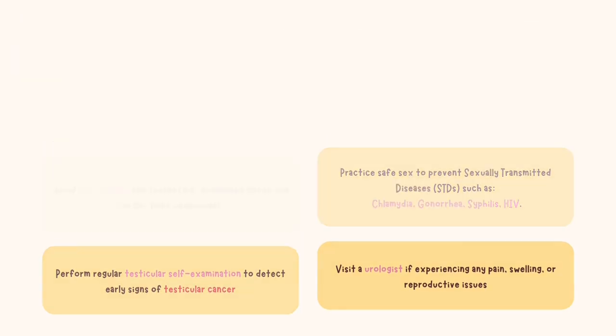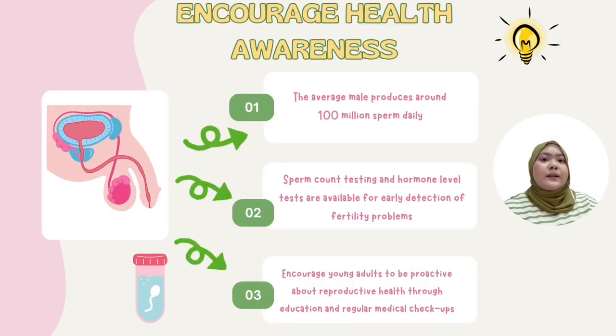Here's an interesting fact. The average male produces around 100 million sperm each day. That means the reproductive system is highly active and must be well maintained. Today, many tools are available, like sperm count tests and hormone level checks, which can help detect fertility problems early. It's important to encourage young people to stay informed and attend regular checkups to ensure long-term reproductive health.